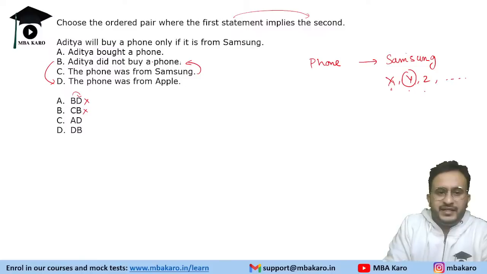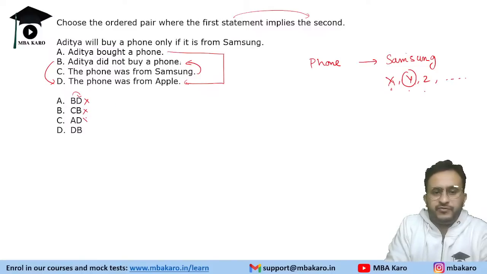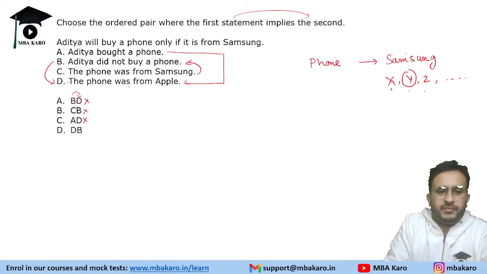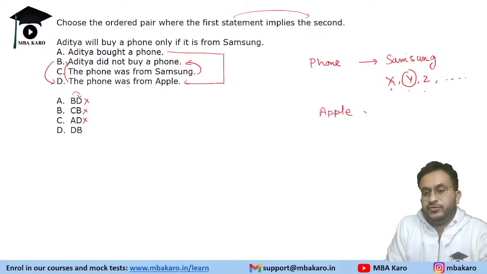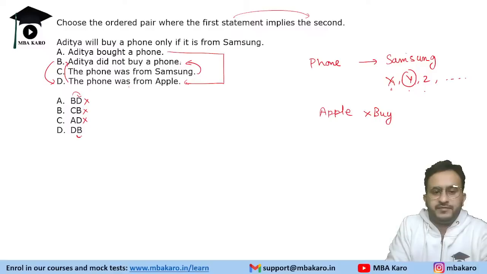Third says Aditya bought a phone. The phone was from Apple. So definitely that is false. Okay, he bought a phone, so that cannot be from Apple. Now the last says the phone was from Apple. Aditya did not buy a phone. So there was an Apple phone. So definitely we can conclude that Aditya will not buy this phone. Okay, so that is our answer.